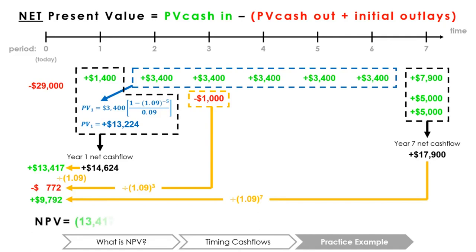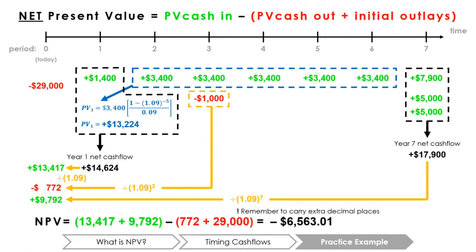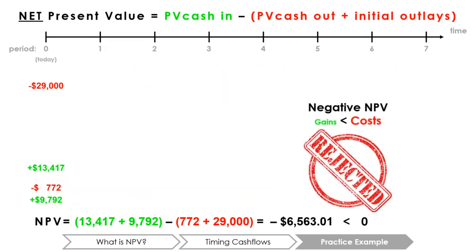Now we're left with a net present value of negative $6,563. This is how much more the project generates in cash outflows in today's dollars than in cash inflows in today's dollars at our given interest rate. This rate factors in the risk, opportunity cost, and inflation, so anything under zero means that we haven't covered our cost of capital. Therefore, we should not move forward with this project.